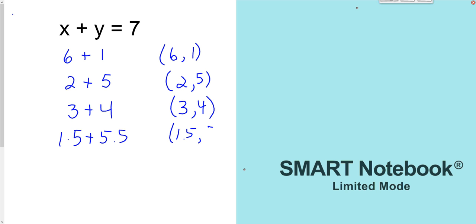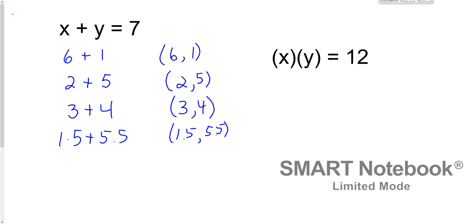So I can do this forever. You guys can do this forever. So you can see that this equation, x plus y equals 7, has an infinite amount of solutions. Now we know it's a linear equation because when I plug these points onto a graph, they're going to make up a straight line.